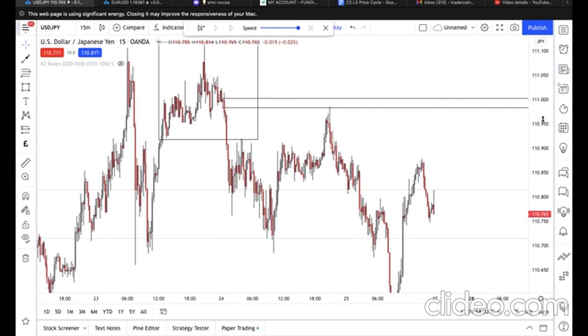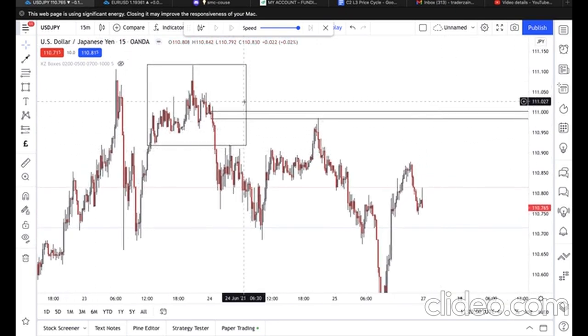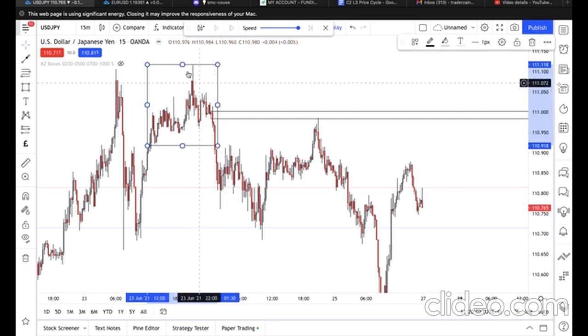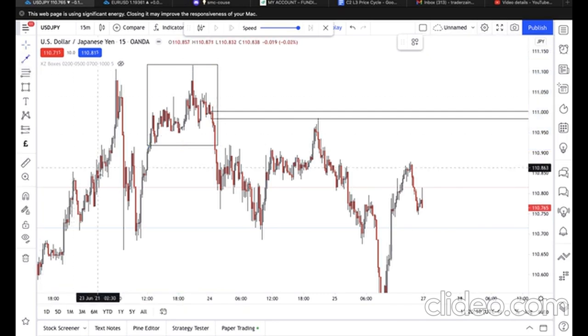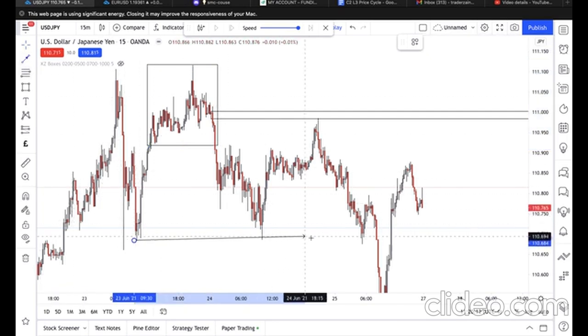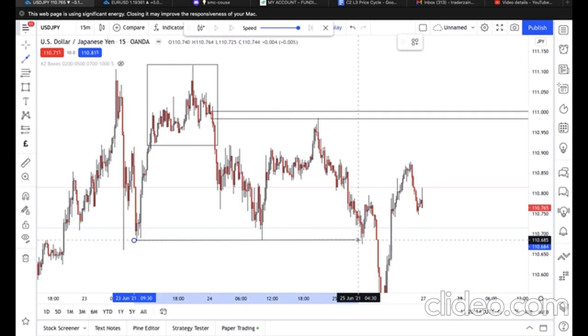Now, this was our consolidation phase, right? Now, once price was consolidating, what happened? It expanded, right? And what did it create? Right here. Liquidity, right?